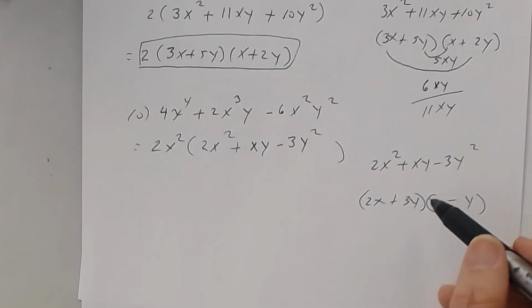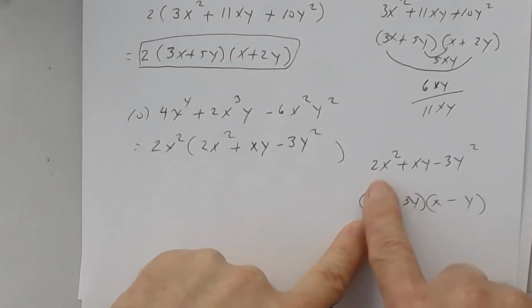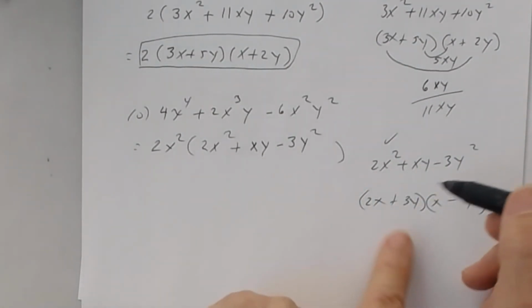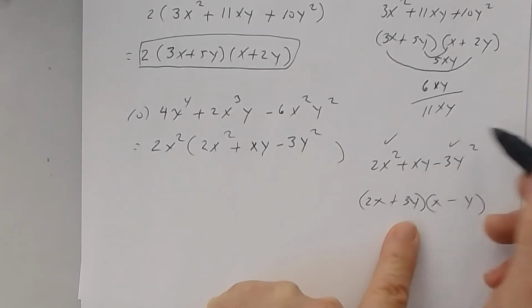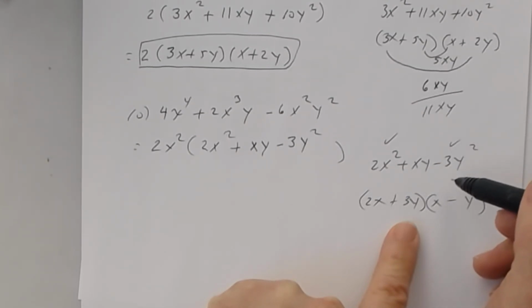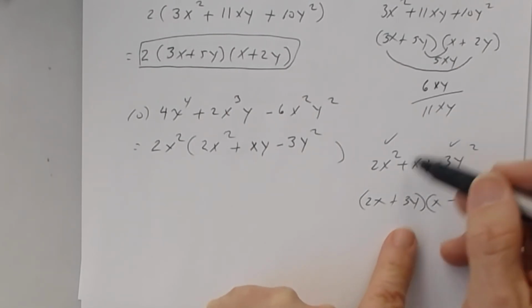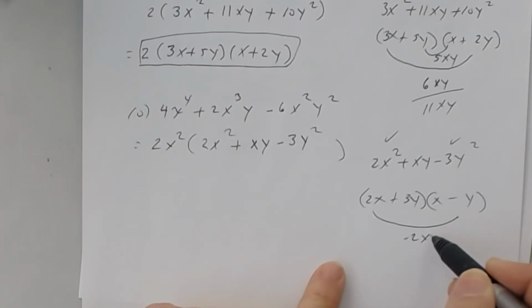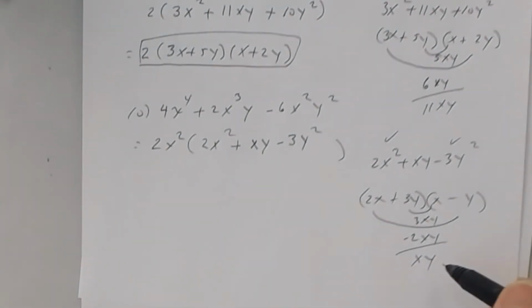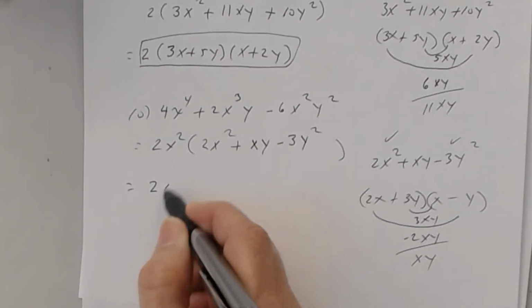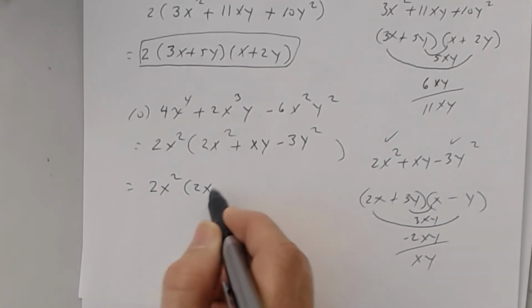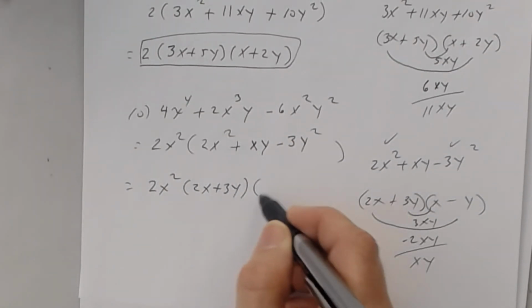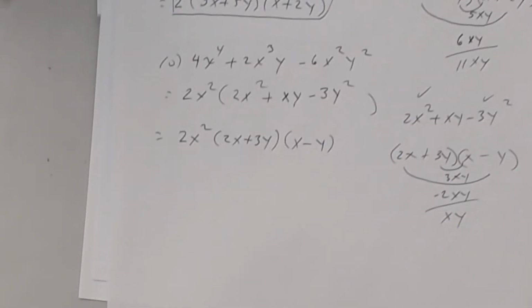All right. Now, notice 2x times x is 2x squared, so I got that term. The positive 3y times a negative y is a negative 3y squared, so I have that term. But what I haven't checked yet? The outer and the inner, because I need that xy. What's the outer? Negative 2xy. What's the inner? And right away, I lucked out. And what do I get? So what's the answer? 2x plus 3y times x minus y.